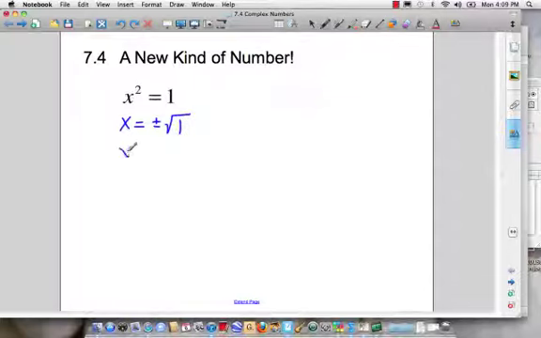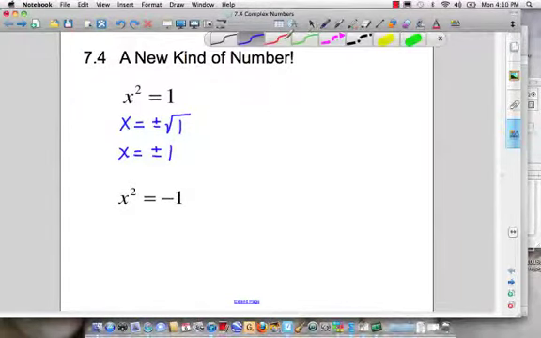And then if you think about the square root of 1, that's 1. So the two solutions to this quadratic equation are plus or minus 1, which makes sense because if you plug in a 1 and square it, you get 1. Similarly, if you plug in a negative 1 and square it, you also get 1. Now we're going to look at a quadratic equation that looks quite similar, but in order to solve it, we'll need to learn a new type of number.